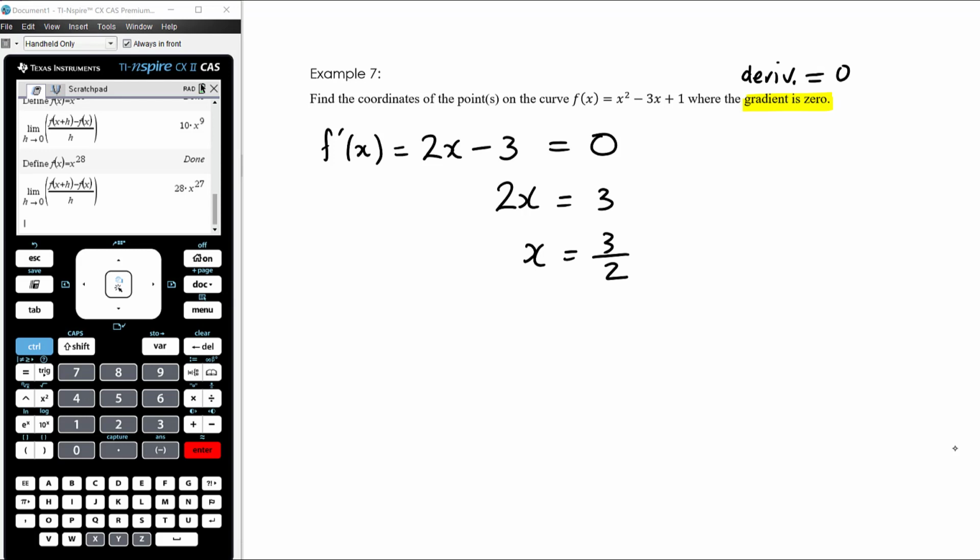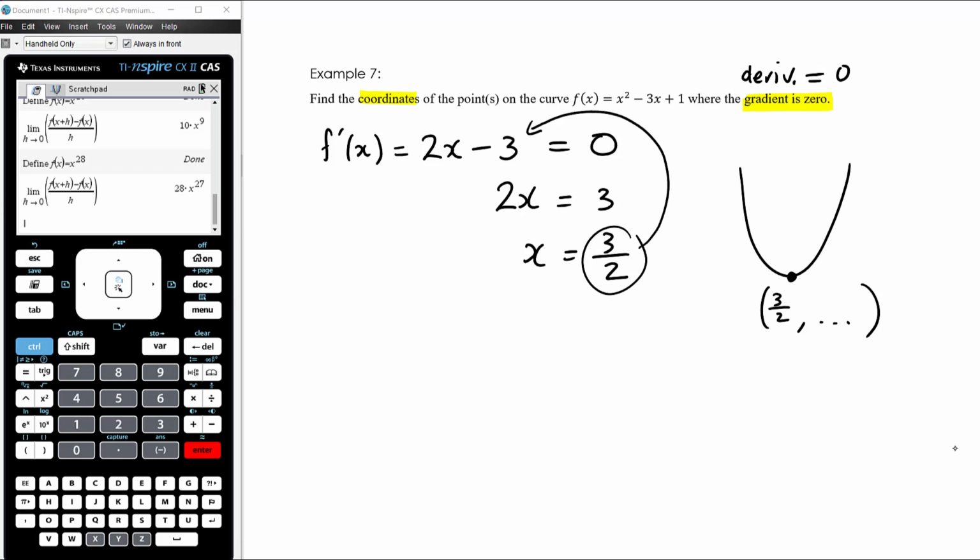Now we want the coordinates of the points. So this is the x coordinate of the point. So what we've got here is a parabola. We're finding the gradient is 0. Now thinking about a parabola, we're going to have 0 gradient at the turning point. This is the way we can find the turning point. We find the gradient is 0 when x equals 3 on 2. And so therefore we want the y coordinate. So we're going to need to substitute that not back into the derivative. We already know when x equals 3 on 2 the derivative is 0. We want to substitute that back into the function to find the y coordinate.